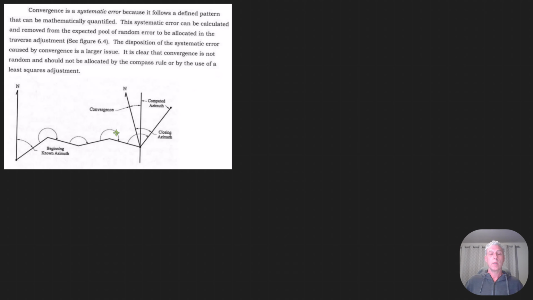adjustment, right? Recall that adjustments, whether it's a compass rule adjustment or a least squares adjustment, Crandall rule, there's others, are designed and effective at removing random errors from traverse calculations. In order for the adjustment to work properly, any kind of an adjustment, we have to remove blunders and systematic errors. Those will contaminate the results of a good adjustment.